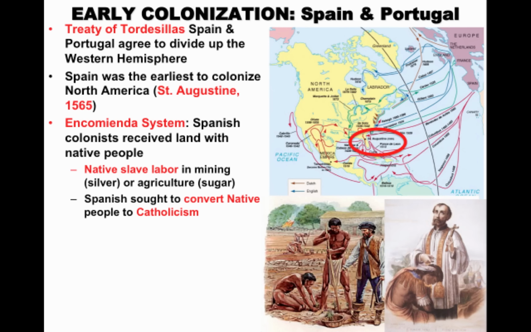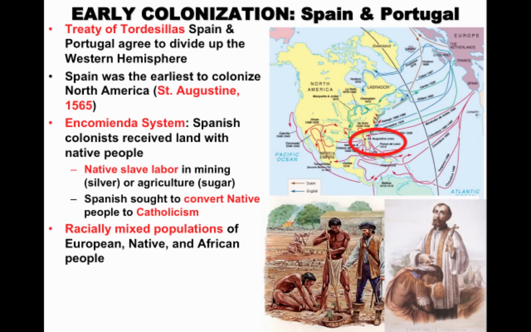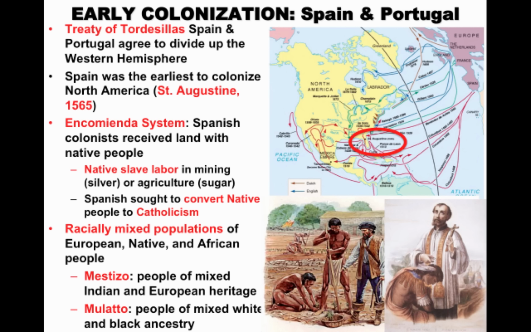Another part of this system was that the Spanish sought to convert native people to Catholicism, and this was a huge part of Spanish colonization, and this will be very different than what the British will do. Throughout the Spanish Empire, you are going to see the emergence of racially mixed populations of European, native, and African descent. You're going to get the rise of mestizos, people of mixed Indian and European heritage, and the rise of mulattoes, people of mixed white and black ancestry.